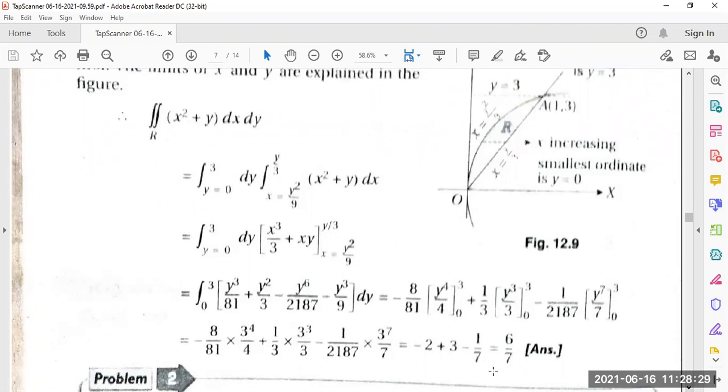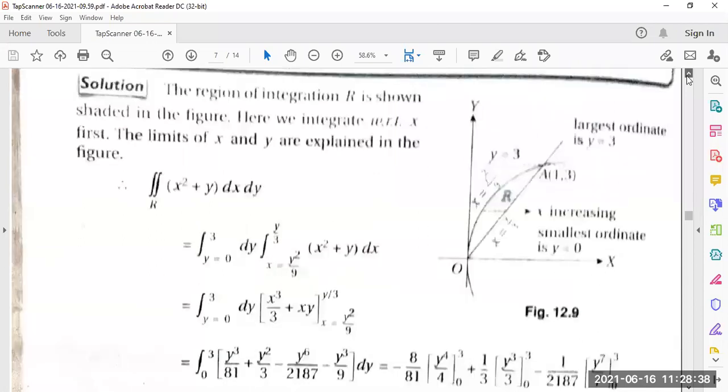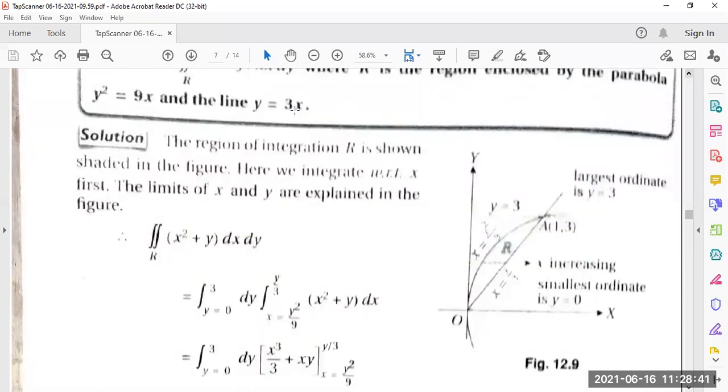Here both of the curves are given. One is y equal to 3x, another is y square equal to 9x. Look here, y square equal to 9x and y equal to 3x. When we are taking integration with respect to x, then we are taking the limit in terms of y, so that the limit is constant. The limit of y: here it is 0 0, here it is 1 3. So the limit of y is 0 to 3, as this point is 0 0 and this point is 1 3.